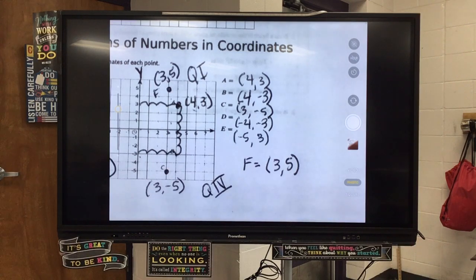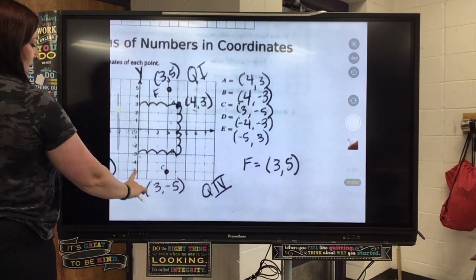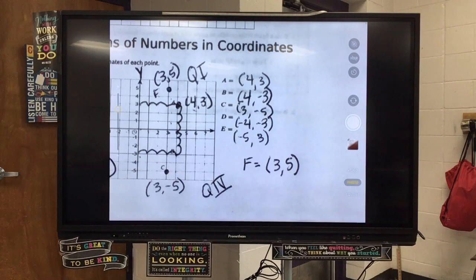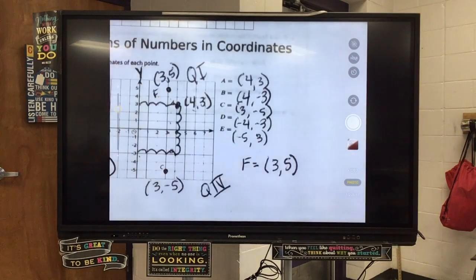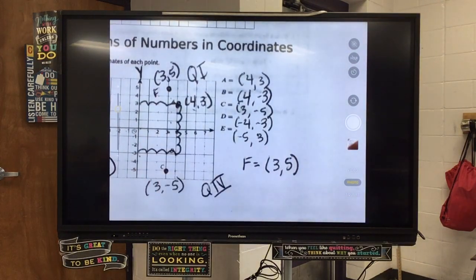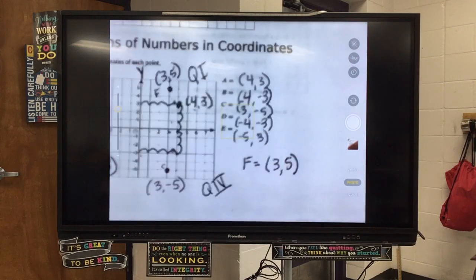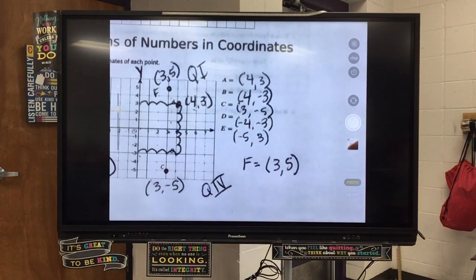What about from the Y axis? So from here to here, and here to here. Well, what do we notice about those? Caitlin, what do you notice from the y-axis to that point and the y-axis to this point? Right, yeah, they are the same distance. So both of them are 3 from the y-axis, and both of them are 5 from the x-axis. Can you respond to that?